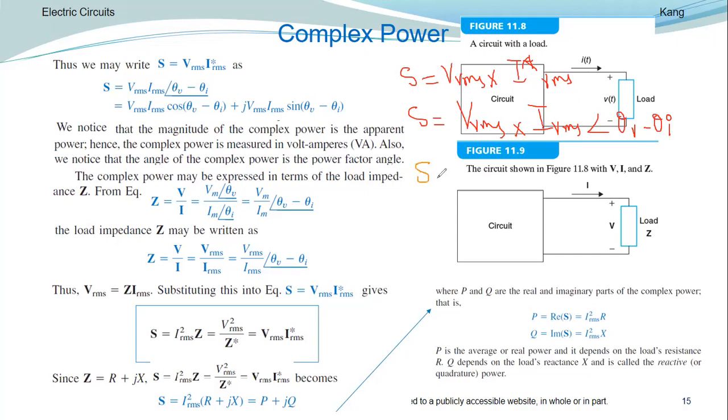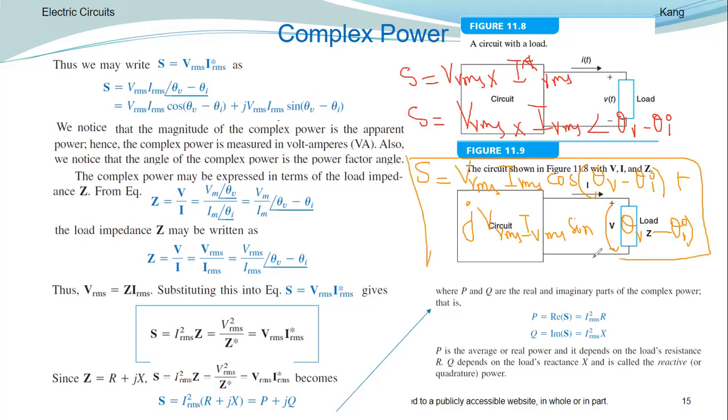So S equals V RMS I RMS cos(theta V minus theta I) plus the second part, j V RMS I RMS sin(theta V minus theta I). So this is the value of my complex power.